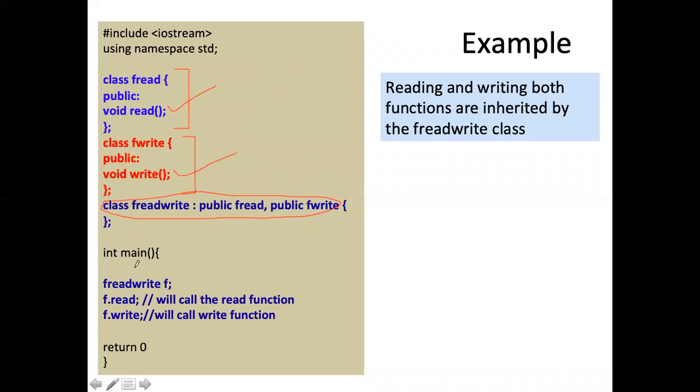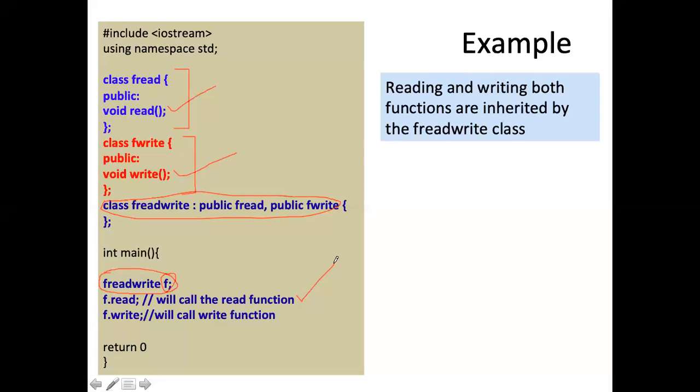So in the main program, F is an instance of fread write, and if I want to call, because both of the functions that are present in fread and in fwrite are inherited by fread write, an instance of fread write can call any function that is present in both these classes. Okay, so read is a function that is part of fread. So f.read is the call that you can actually make directly.